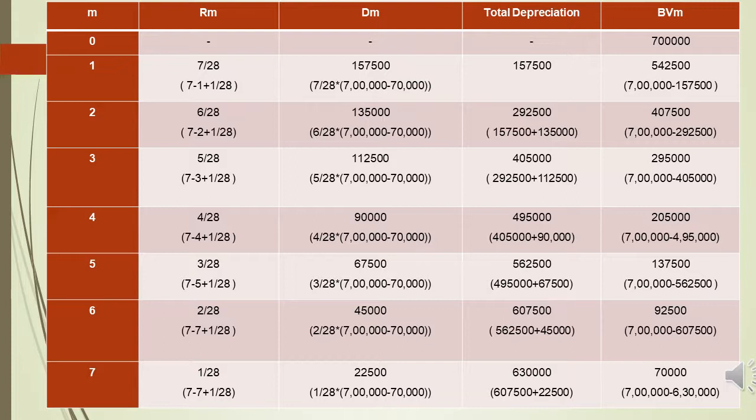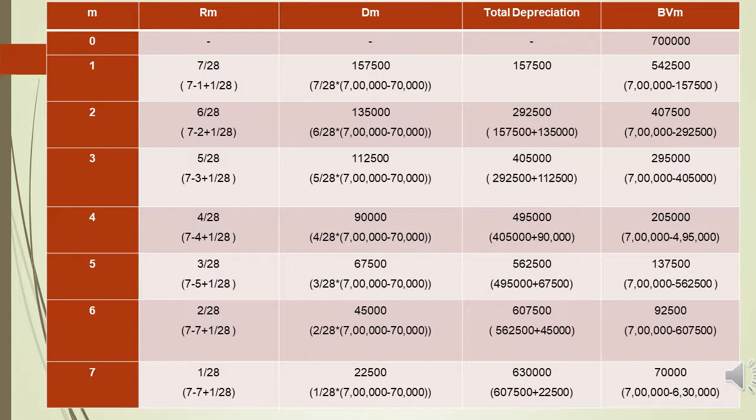Now I am going to calculate the BV value for the sixth year. So 7 lakh minus 6,07,500. Okay, my answer will be 92,500.